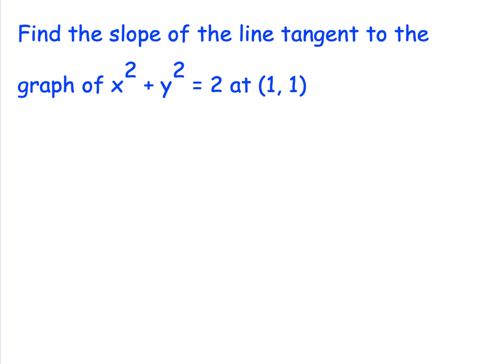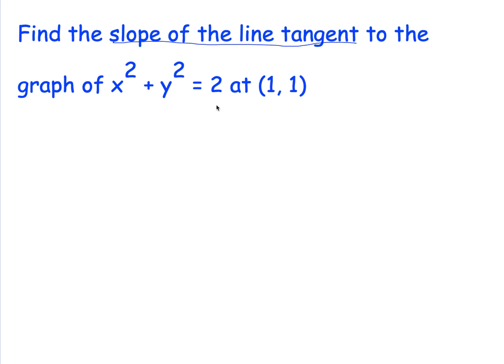The last few slides have to do with this same equation that we'll be talking about. It says find the slope of the tangent line to the graph of x squared plus y squared equals 2 at the point 1, 1. So what we want to do is find the slope of the tangent line. The slope of the tangent line really just means we want to find the derivative of this graph at 1, 1.